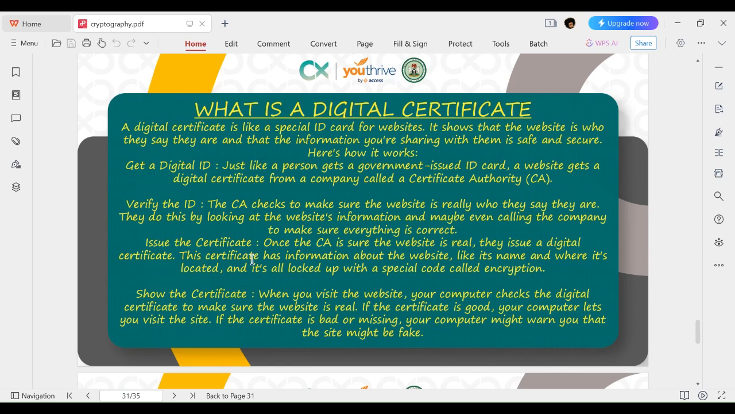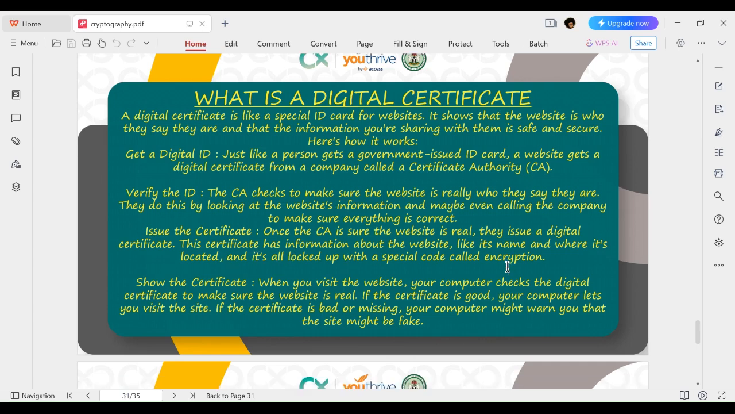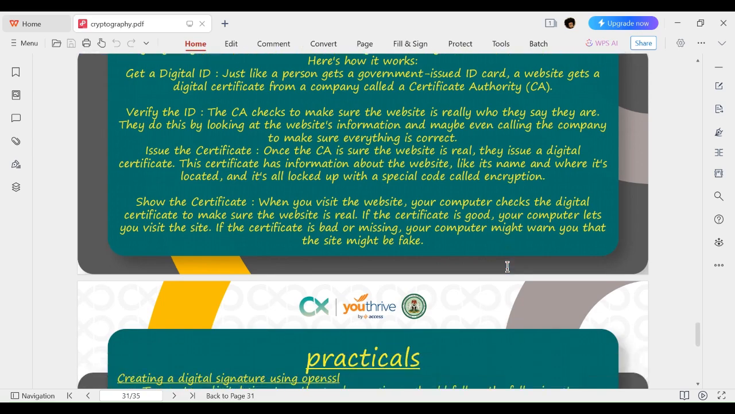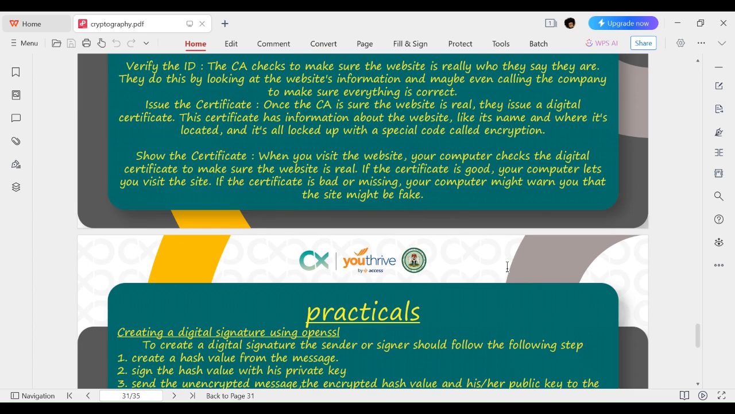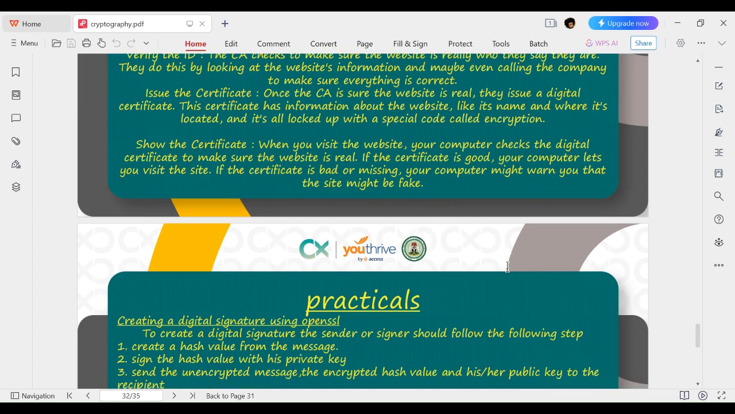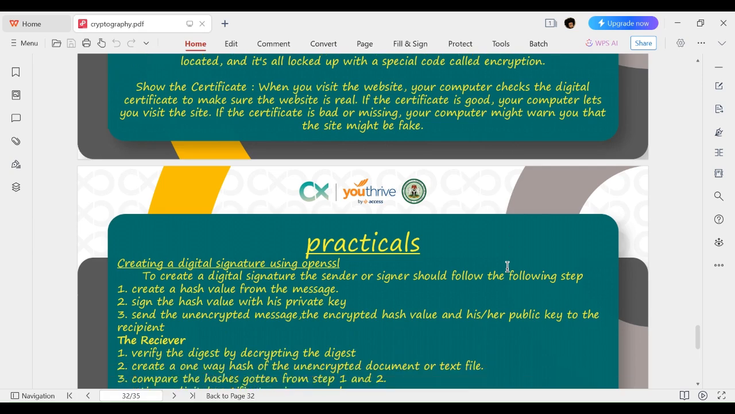This certificate has information about the website, like its name and where it's located, and it's all locked up with a special code called encryption. So you show the certificate. When you visit the website, your computer checks the digital certificate to make sure that the website is real. If the certificate is good, your computer lets you visit the website. If the certificate is bad or missing, your computer might warn you that the site might be fake.